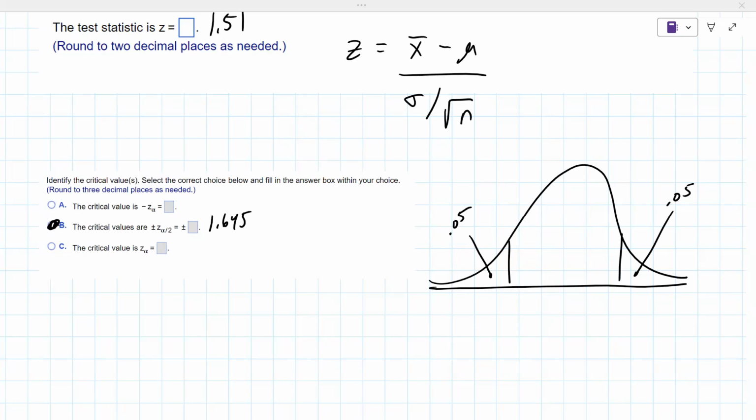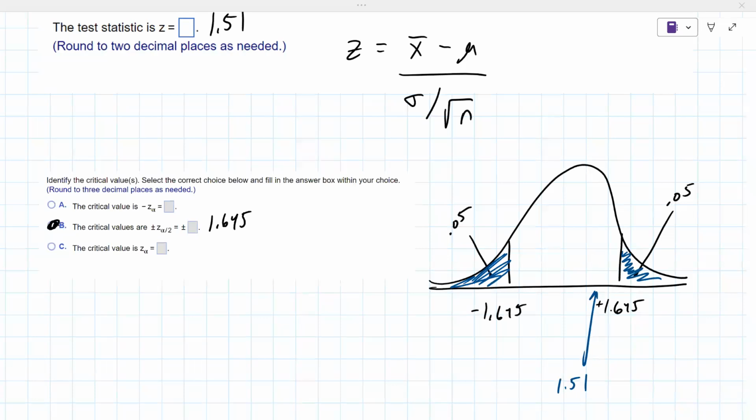Okay. So this time, this is minus 1.645. This is positive 1.645. So the rejection region, just to use the convention they were using earlier, is in blue. Your value is kind of right here, 1.51. It is not in the rejection region.